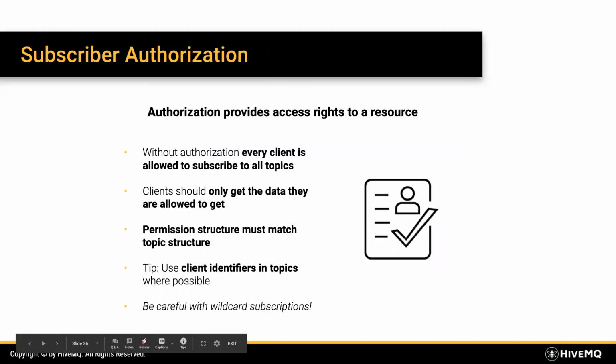So the next step is subscriber authorization. We are still talking about confidentiality, and the way we extract data from an MQTT system is through subscribing to a topic. So without authorization, every client is allowed to subscribe to all topics. And the important thing here is to restrict this. Clients should only get the data they are allowed to get. So your permission structure must match your topic structure. And to do this, it is usually a good idea to assign each and every client their own topic. And this is usually done through client identifiers, because the client identifier is unique in an MQTT system.